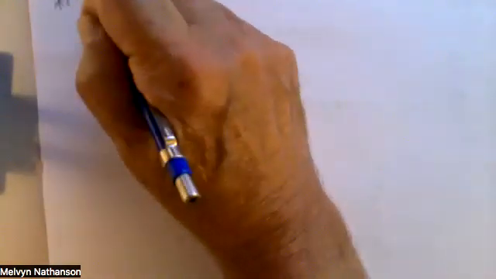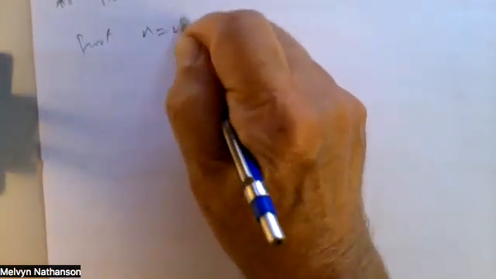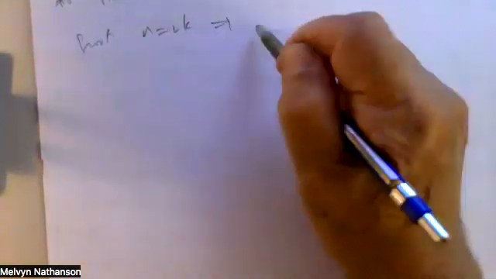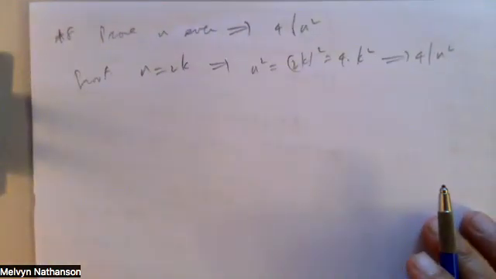Problem 9, which is closely connected to problem 8, so we do both of them, is the following. For problem number 8, prove that if n is even, then 4 divides n squared. So the proof is easy. If n is even, n equals 2k for some integer k. So n squared is (2k) squared, is 4 times k squared. So 4 divides n squared. That's the complete proof.